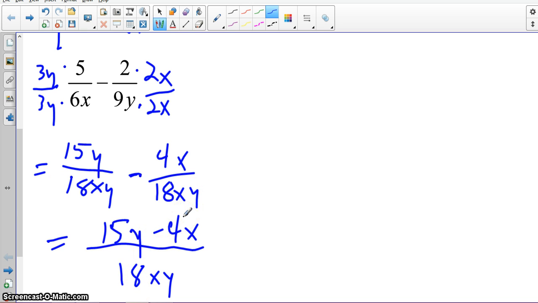You've got to look to see if you can factor and cancel here. I just made this problem up, so it's not going to work out. A lot of times in the book it works out perfectly, and you can reduce the answer. Here you can't. There's no GCF in the numerator, and there's no factoring you can do in the numerator, so there's nothing to simplify.